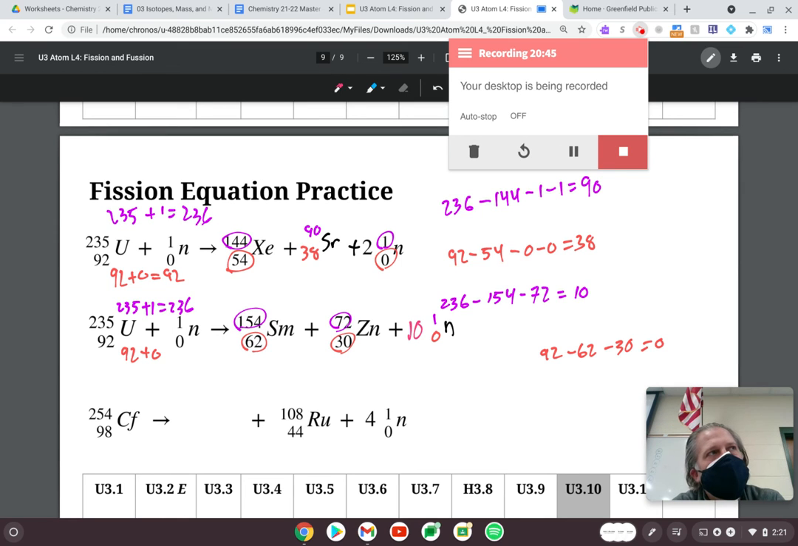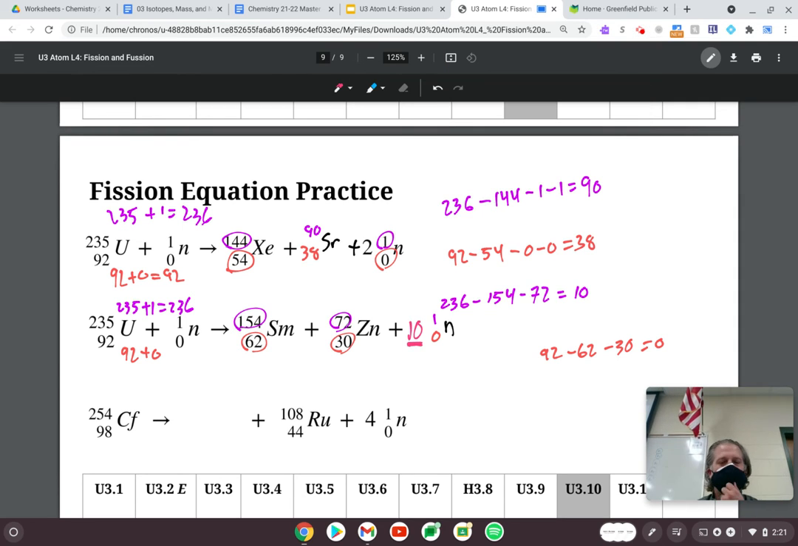And do you have a question? Why do you put the 10 in front? The question is, why do I put the 10 here? The answer to that question is that the 10 in front indicates the number of neutrons that are released. So technically speaking, there's a 1 here.